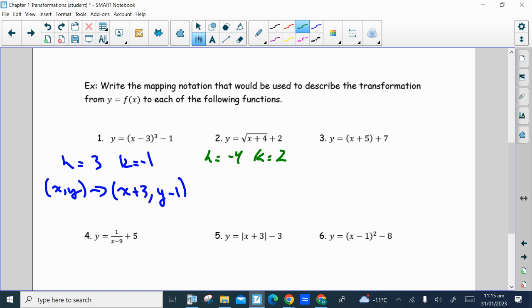For number 2, the x minus h is inside the brackets. In this case, the radical acts just like brackets. H is hooked directly onto the x with a plus or a minus, and the value of h is always the opposite of what it appears to be. Our h value here is negative 4, which means the graph is going to shift 4 to the left, or you're going to subtract 4 from the x values. K is positive 2, you're going to go up 2, or add 2 to the y values.